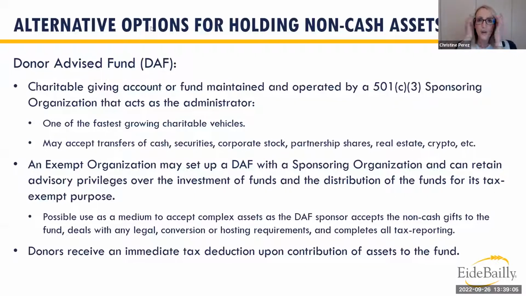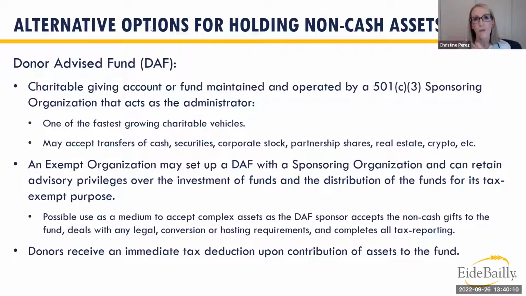So there are some alternative options for holding non-cash assets, such as cryptocurrency or digital assets, because these are complex assets that require quite a bit of setup and expertise. This is a viable option, perhaps if you're a smaller organization that does not have the infrastructure to set up or hold crypto, but you still want to accept it. So we've listed here donor advised funds. In general terms, it's a tool used by individuals, but it can be utilized by anybody who wants to set up a charitable giving account. The account or fund is maintained and operated by a separate 501(c)(3) organization that is the sponsoring organization and acts as the administrator. Examples are Fidelity Charitable, Vanguard Charitable, and Schwab Charitable, which are the big 501(c)(3) sponsoring organizations.